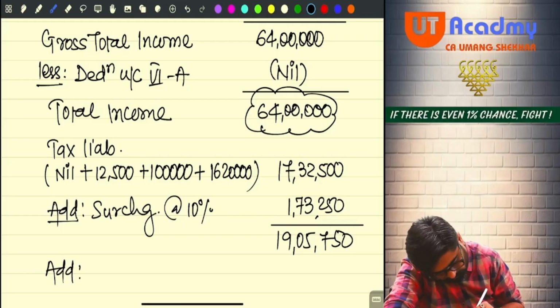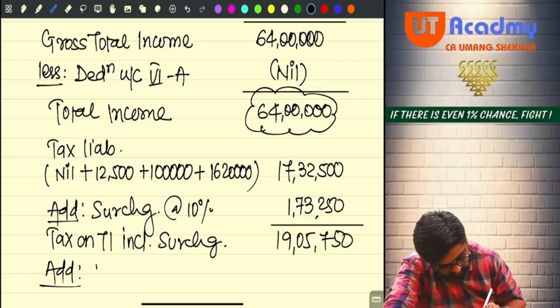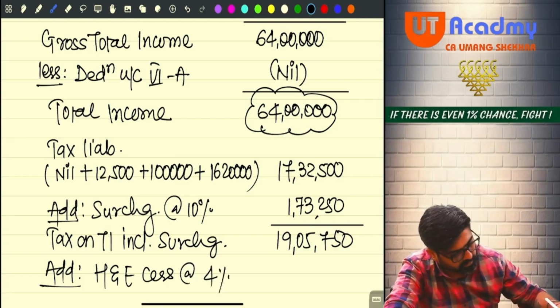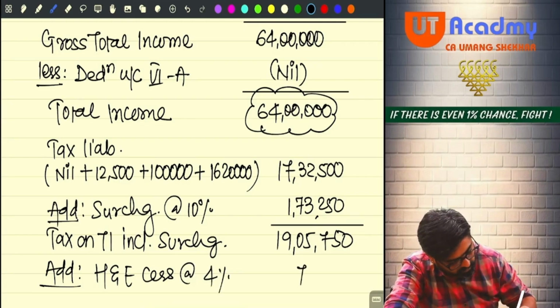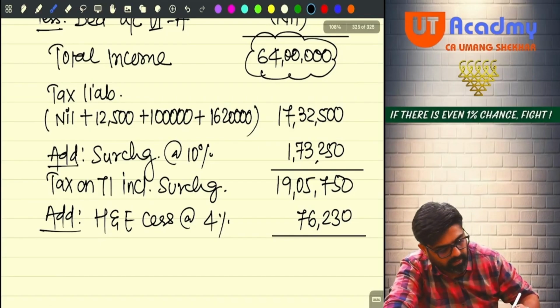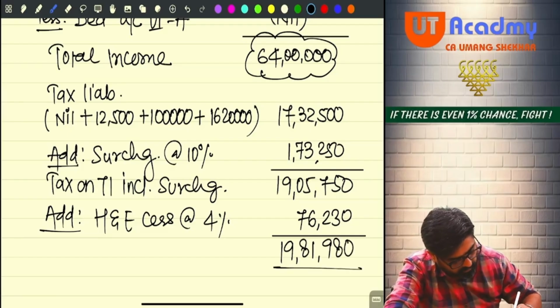This is what? Tax on total income including surcharge. Now add health and education cess at the rate of 4%. So 76,230. Add 19,81,980. 19,81,980. This will be your final tax payable.